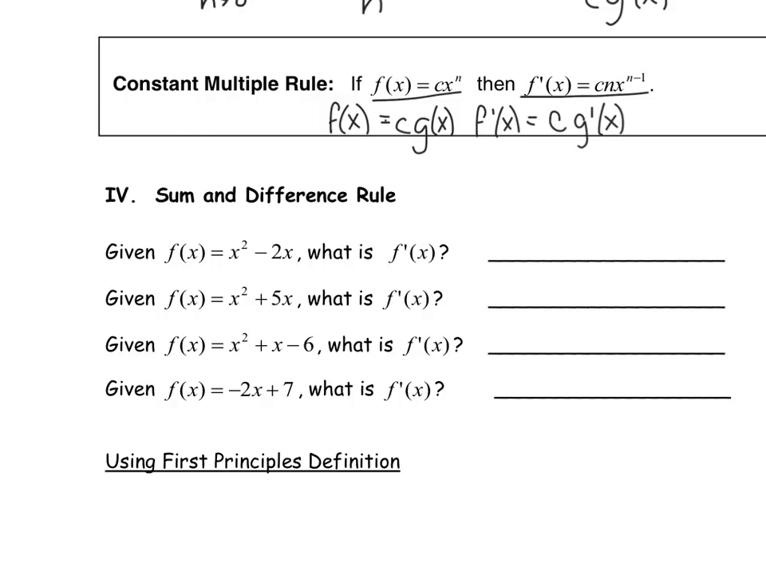Our first one here, when we take the derivative of x squared minus 2x, I get 2x minus 2. The next one, x squared plus 5x, I get 2x plus 5. The next one I get 2x plus 1 plus 0, right, constant. And my next one I get negative 2.